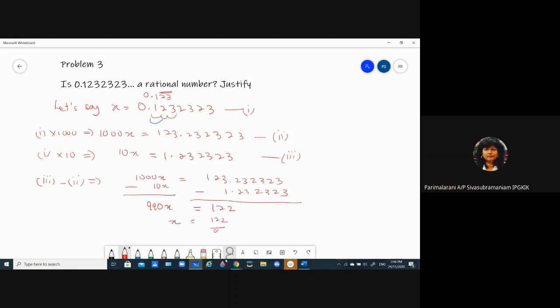122 over 990. If we simplify this, we get 61 over 495. So we have managed to write this decimal number as a fraction, p over q. Therefore, this is a rational number. Okay, so when you want to convert decimals into rational numbers, this is the way we do it.